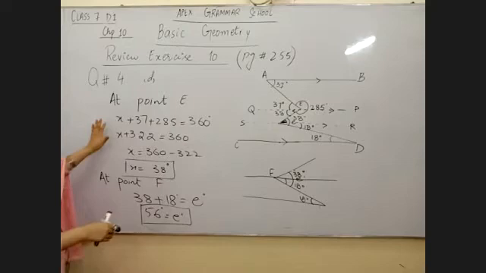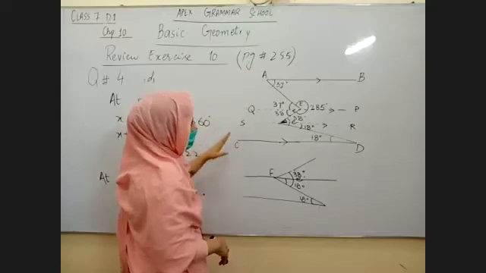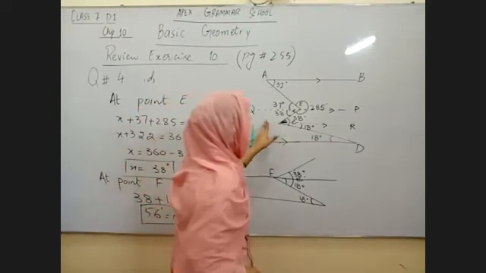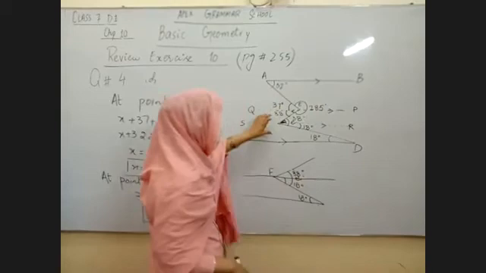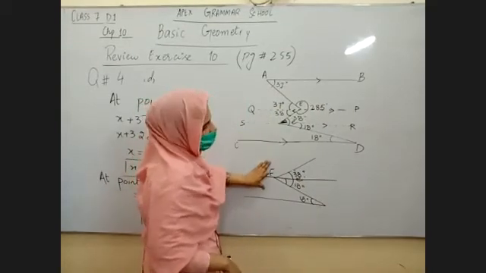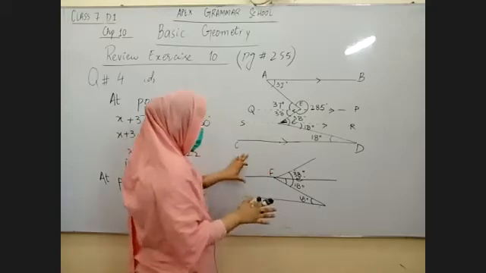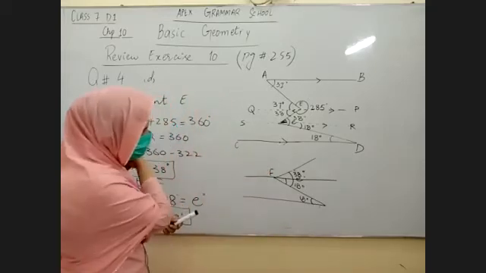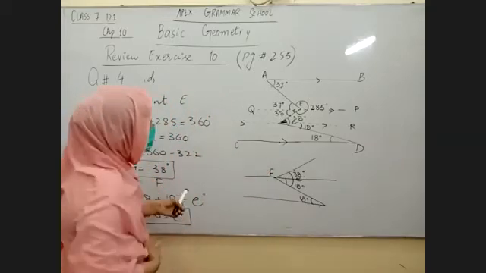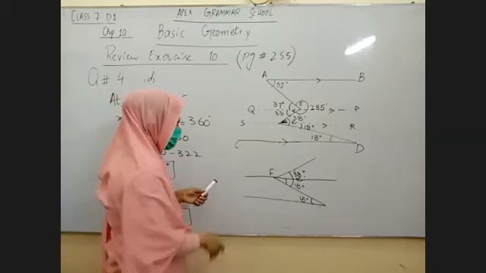In the question you will see there are four parallel lines: AB, PQ, SR, and CD. By drawing a parallel line at point E, I have just redrawn the diagram here to make it clear and explain it to you. You don't need to draw the diagram again in your notebooks. If you have understood, then it's fine, you don't need to draw it again.